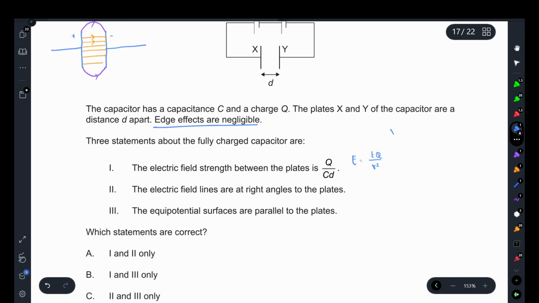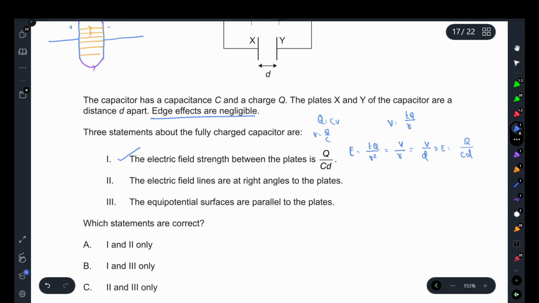Now, V, the electric potential between them, is KQ by R. These are formulas from the data booklet. So V by R. And since R is equal to D, we write V by D. But what about Q by C? Let's look at the formula for a capacitor. Q is equal to CV. Therefore, V is equal to Q by C. This means that E is equal to Q by CD. Option number 1 is definitely correct.